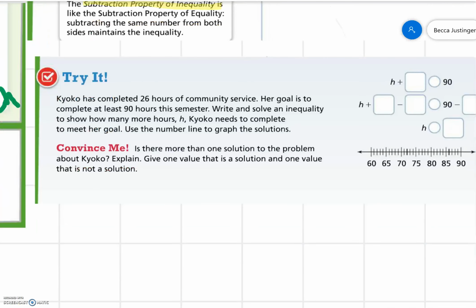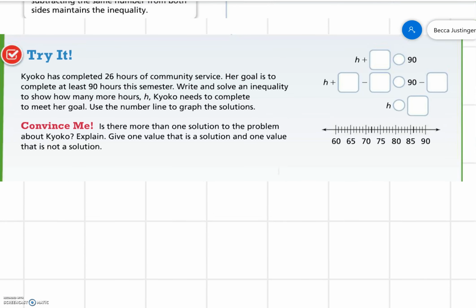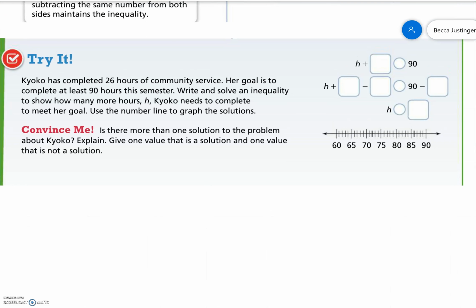Let's try it. Kayoko has completed 26 hours of community service. Her goal is to complete at least 90 hours this semester. So at least 90 hours. Could she make more than 90? Yeah. Could she make less than 90 and still reach her goal? No. Write and solve an inequality to show how many more hours H Kayoko needs to complete to meet her goal. Use the number line to graph the solutions.